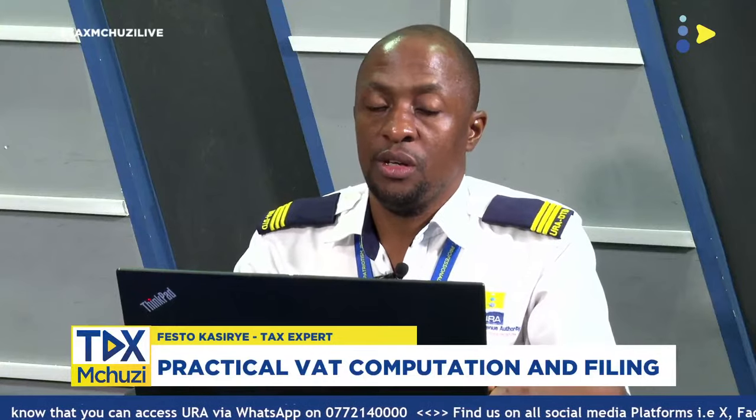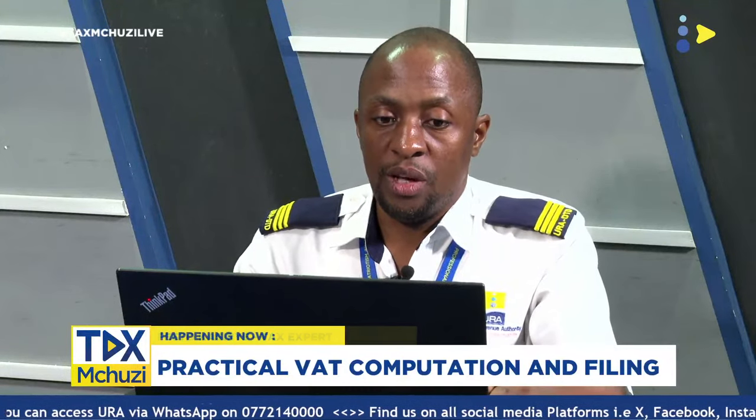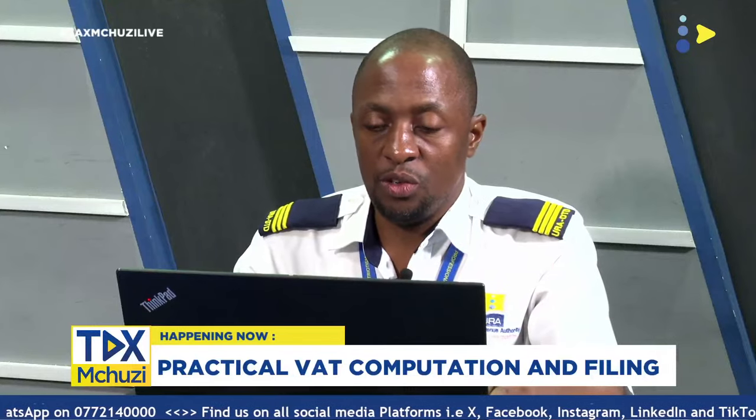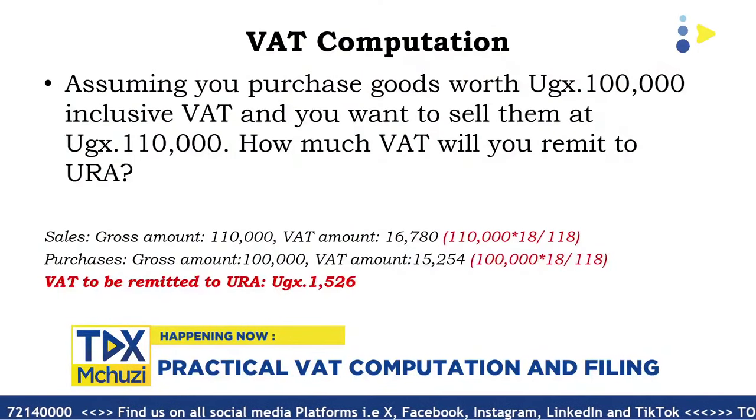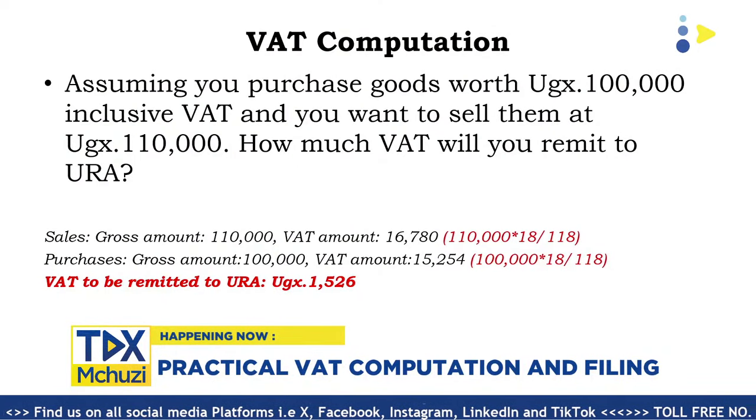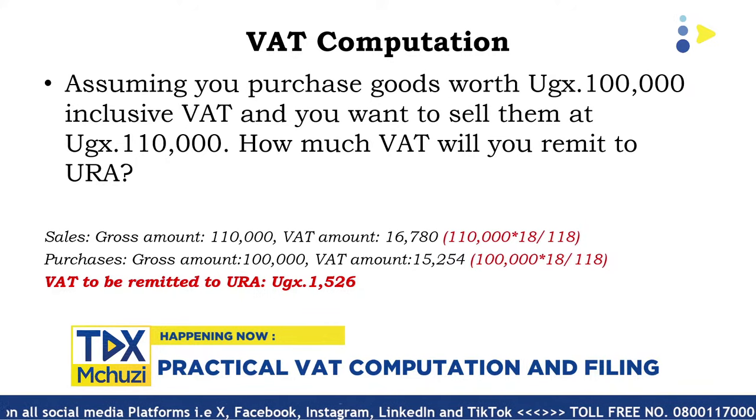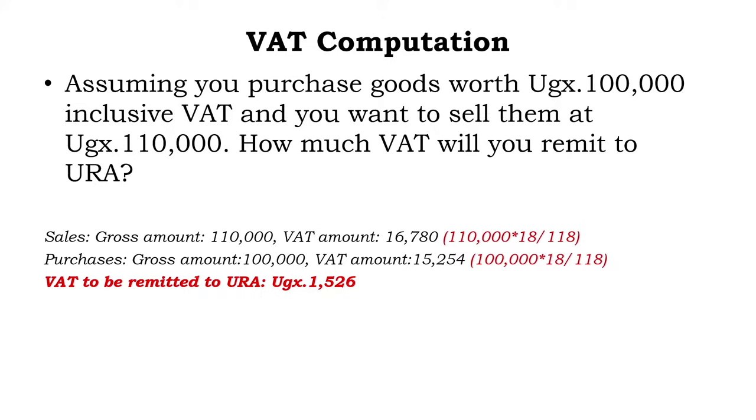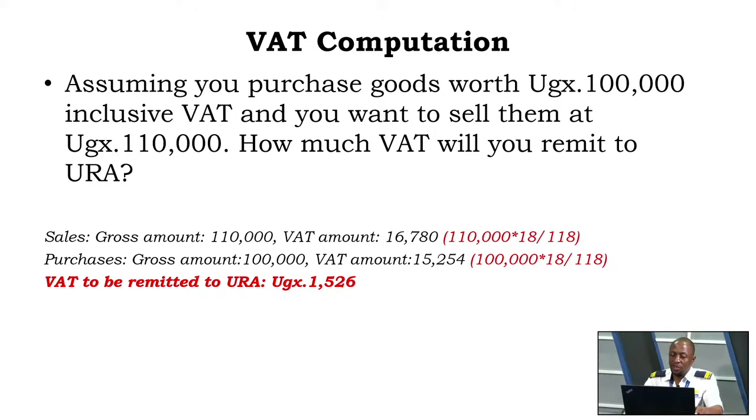So we have a small computation here where we are saying that you assume you purchase goods of 100,000, which are VAT inclusive, and you want to sell them at 110. You want to make a profit of 10,000 from the goods you bought at 100,000. So we said that VAT is value added. That means the 10,000 that you've added onto the 100,000 is the value you've added.